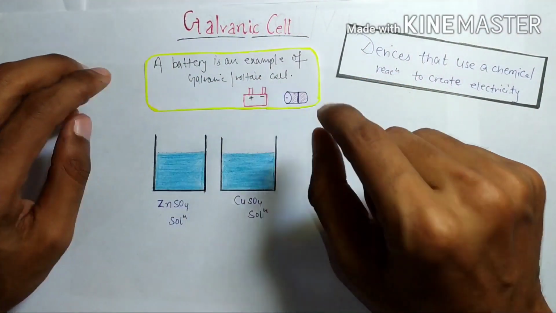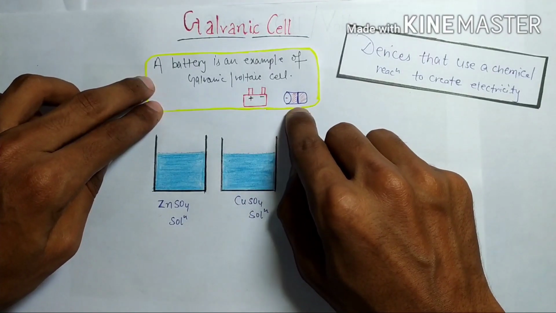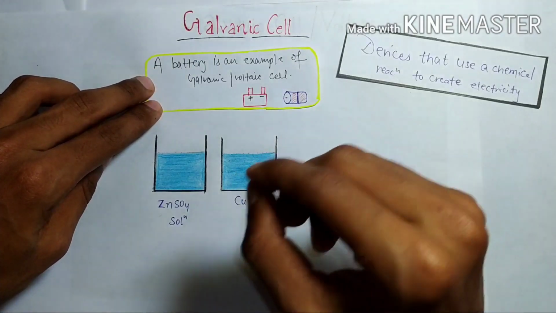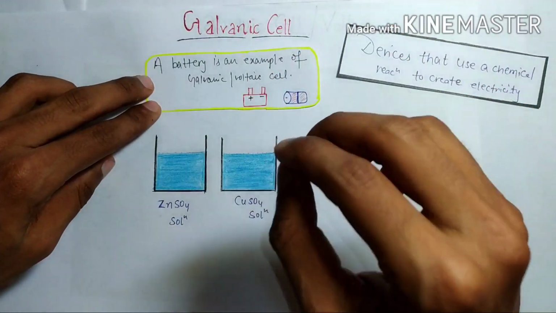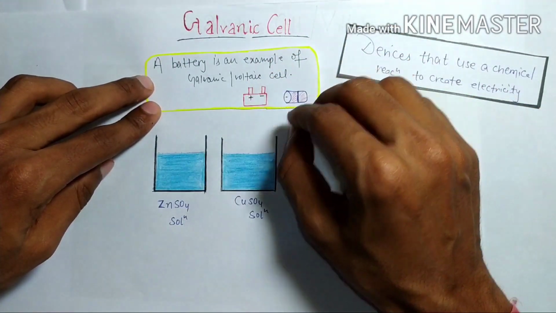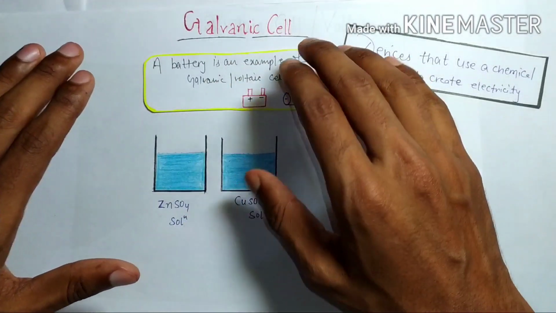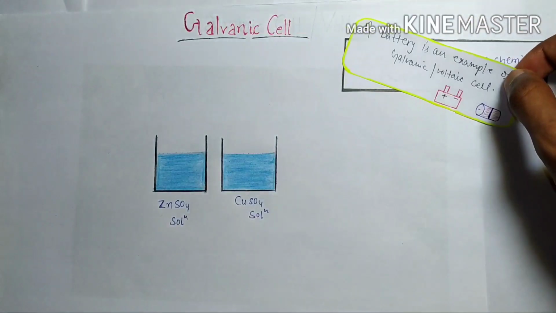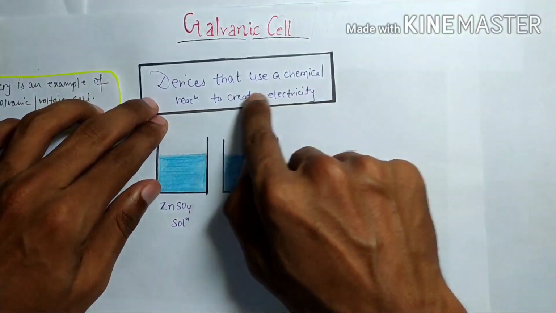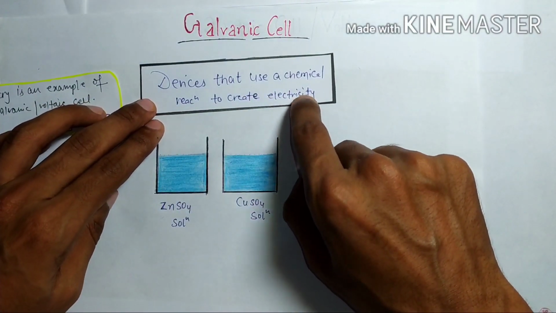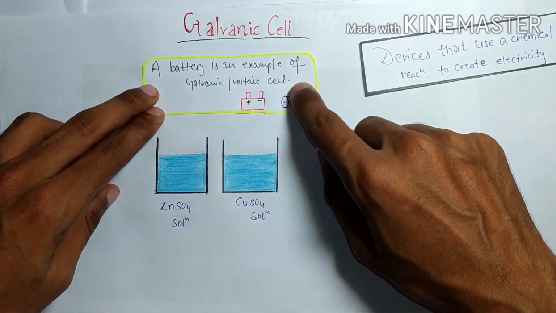Like a battery is an example of a galvanic or Voltaic cell. In the battery, there is a chemical, and chemical reactions are going on in here, and that's why the battery works. Okay, another example of a galvanic cell is the Daniell cell. We will talk about this later at the end of the video. So, what we learned till now: devices that use a chemical reaction to create electricity are called galvanic cells, and the battery is an example of a galvanic cell in our daily life.